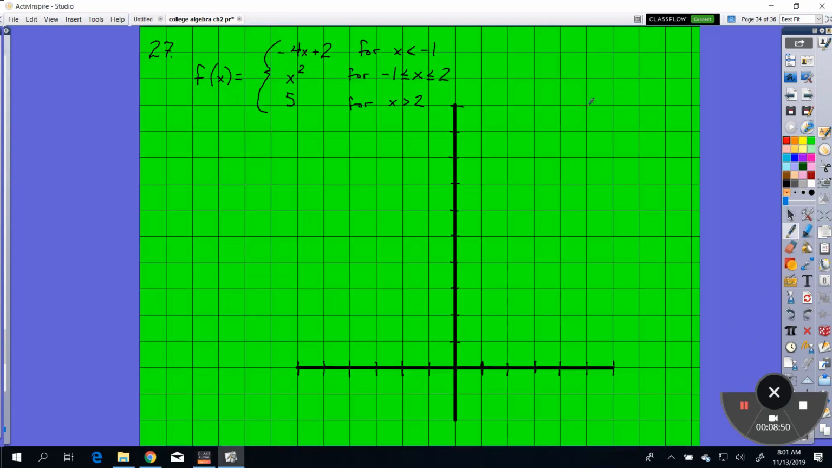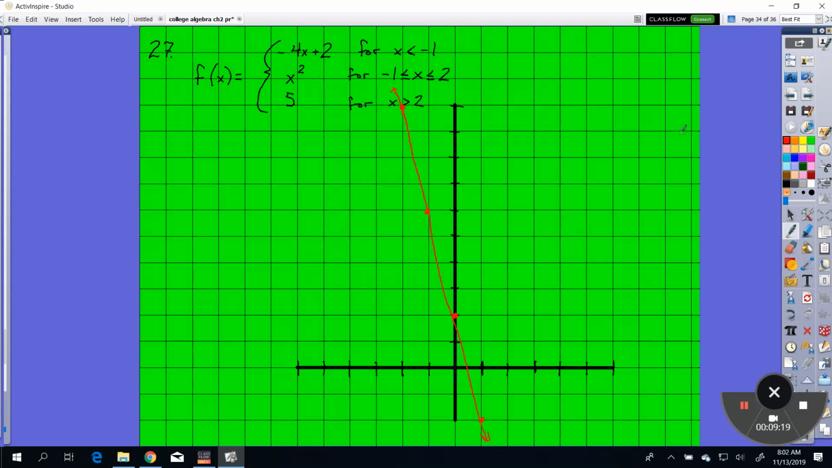So we're going to graph all three of these equations. Negative 4x plus 2 means I start at 2. And I go down 4 and over 1. So I could have really gone left 4 and over 1. That's 4. 1, 2, 3, 4. 1, 2, 3, 4. And so forth. So this thing looks like this, kind of.